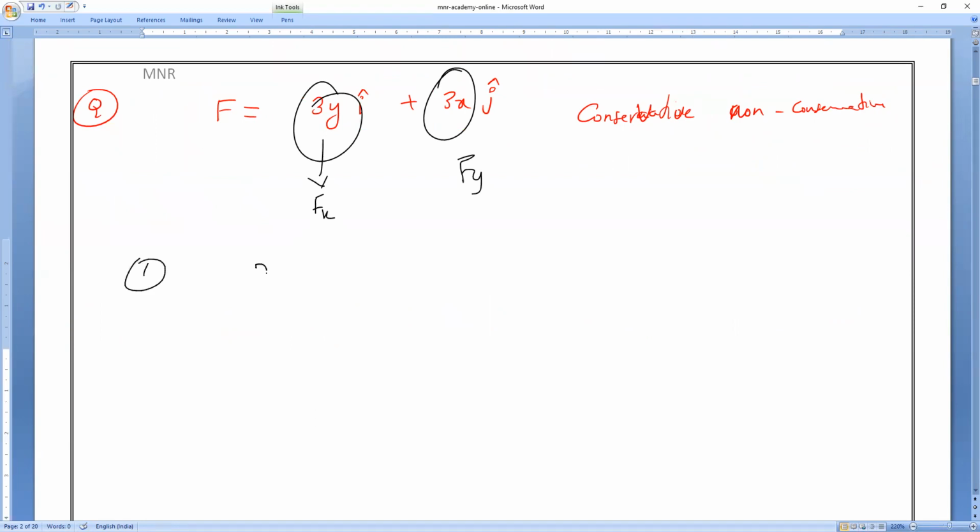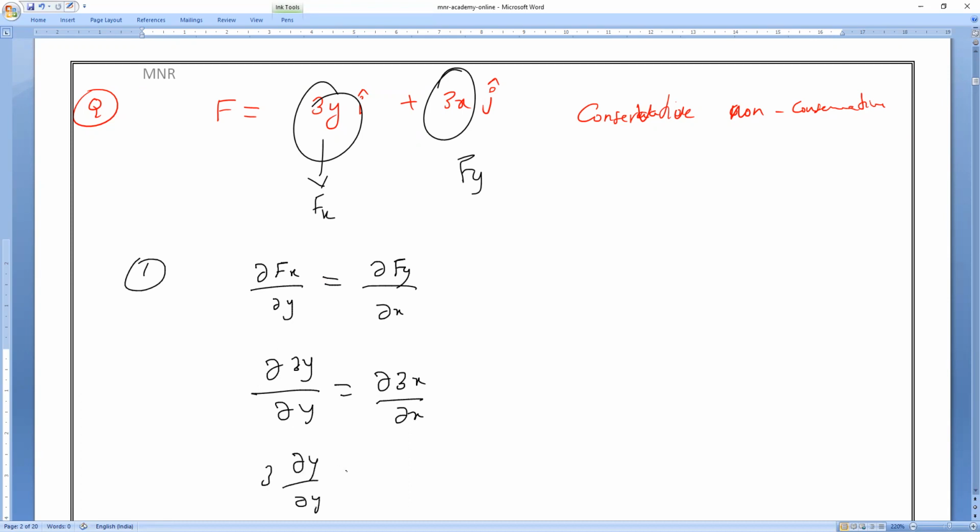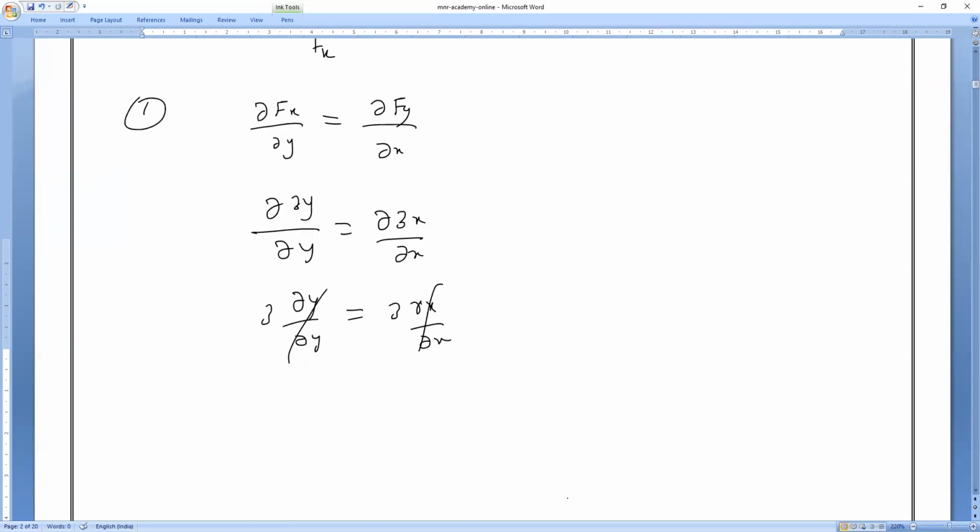First, rule number 1. Delta fx divided by delta y is equal to delta fy divided by delta x. Am I right or wrong? Then the fx value, how much? 3y divided by delta y. Next, the fy value, how much? 3x divided by delta x. So 3 is constant, dy by dy, here 3 is constant, dx by dx. So dx cancels, dy cancels. So what is the answer? 3 equals 3.